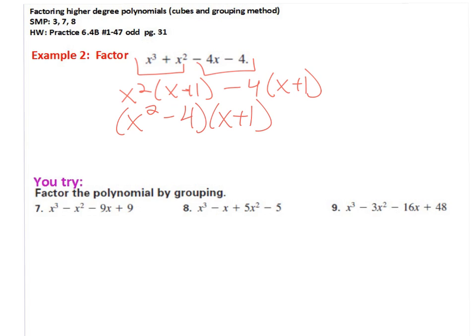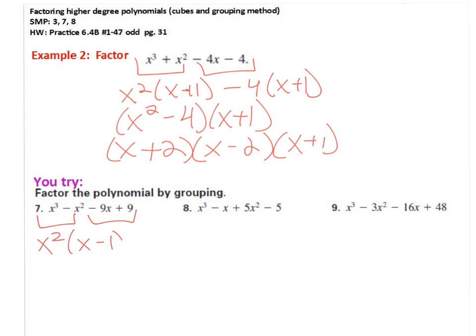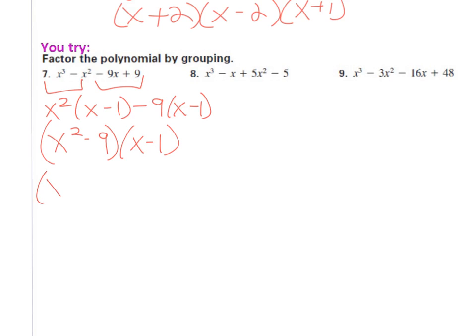You always have to check to see if either of those new factors can keep factoring. X squared minus 4 is the difference of 2 squares. So we have to factor that more to x plus 2, x minus 2. Okay, we're going to pause the video here for you to try 7 through 9. Okay, for 7, this is what you should have had. I'm going to regroup it. But x squared minus 9 can factor more to x plus 3, x minus 3.